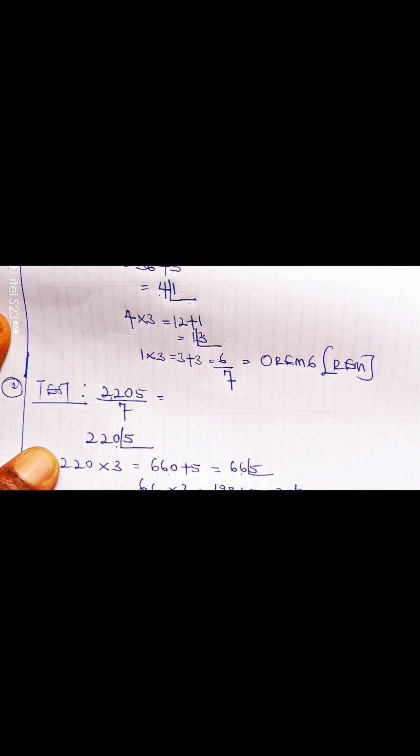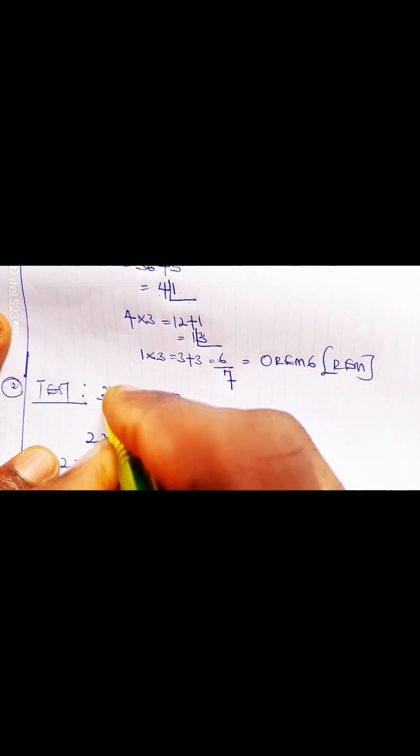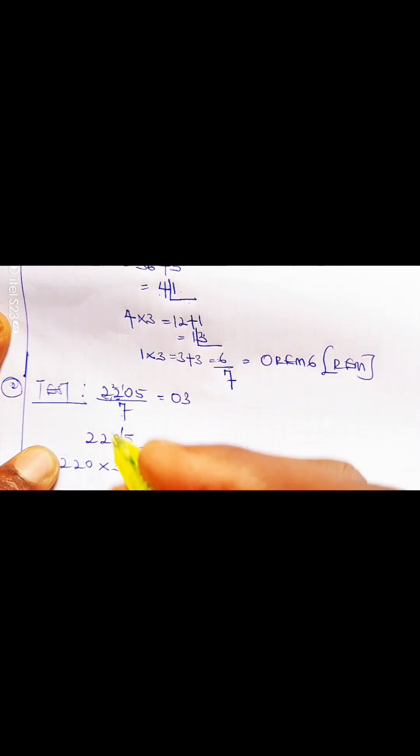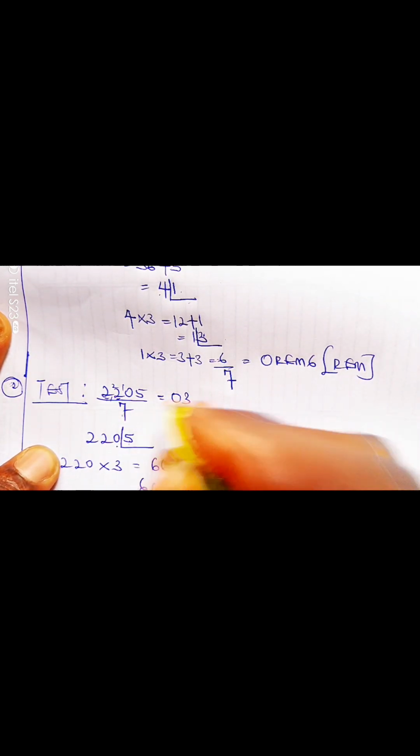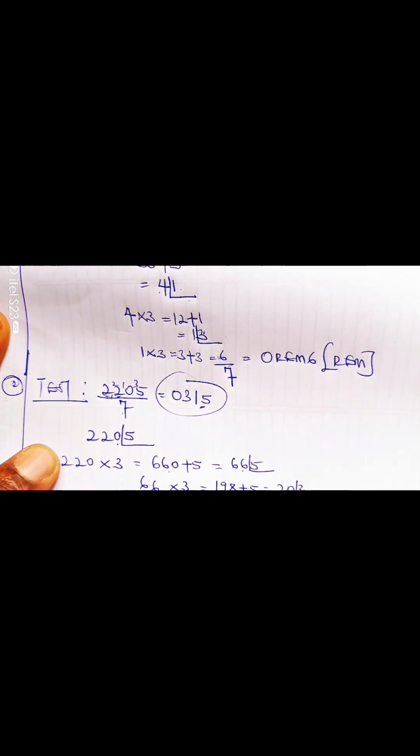So it's going to be a one-on-one division, as you know. So what would that be? 7 in 2 is 0, remainder 2. 7 in 22 is 3, 21, remainder 1. 7 in 10 is 1, remainder 3. Next, 7 in 35 is 5. It means the test is 100% correct.